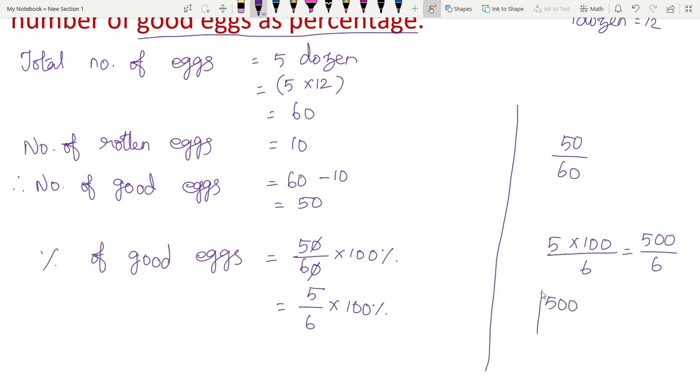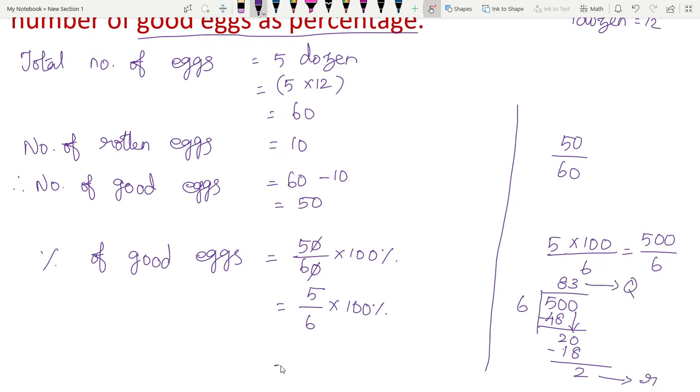500 divided by 6. How many 6 are there in 50? 8 times, isn't it? 8 6s are 48. What's the remaining? 2. 20. You can take 0 here. Now again, how many 6 are there in 20? 3 times, isn't it? 3 6s are 18. Again we can get a 2. It will repeat, isn't it? So here 2 as the remainder, 83 which is a quotient, isn't it?